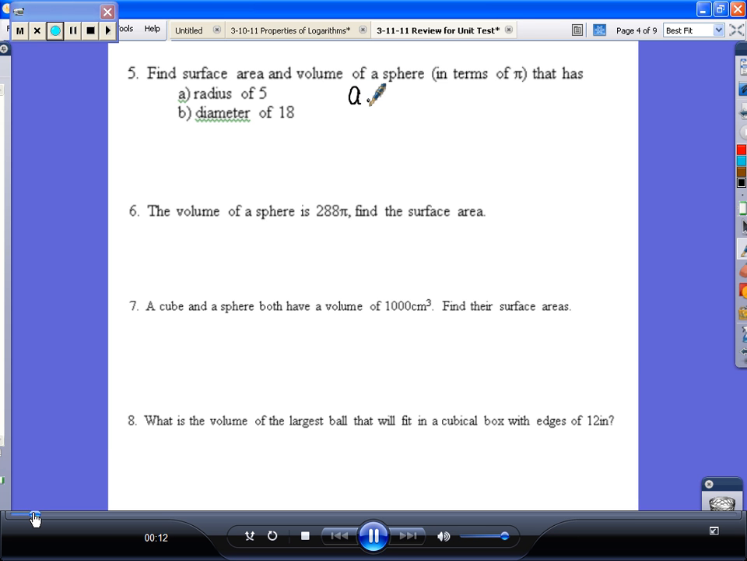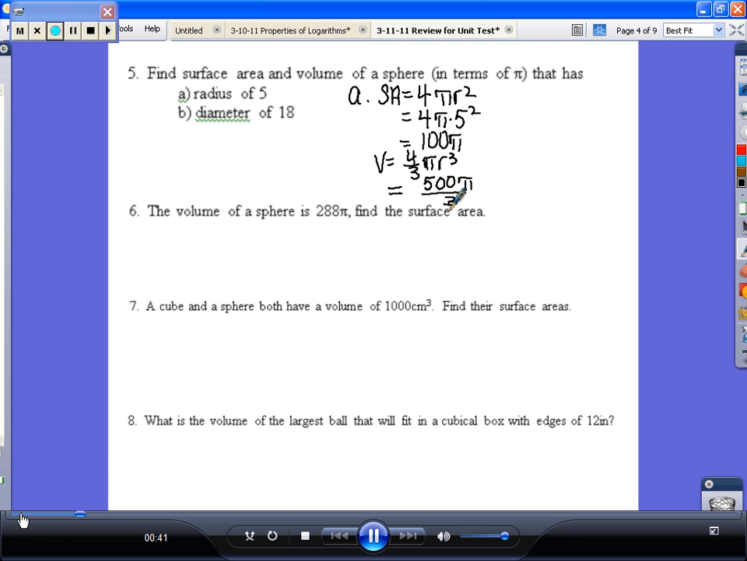Okay, so in situation A, I'm just going to plug in the formulas. So surface area equals 4 pi r squared. I'm going to plug in 5 for my radius, so 4 pi times 5 squared. So that is 100 pi. For volume, I'm going to use 4/3 pi r cubed. So I'm going to plug in 4/3 times 5 cubed.